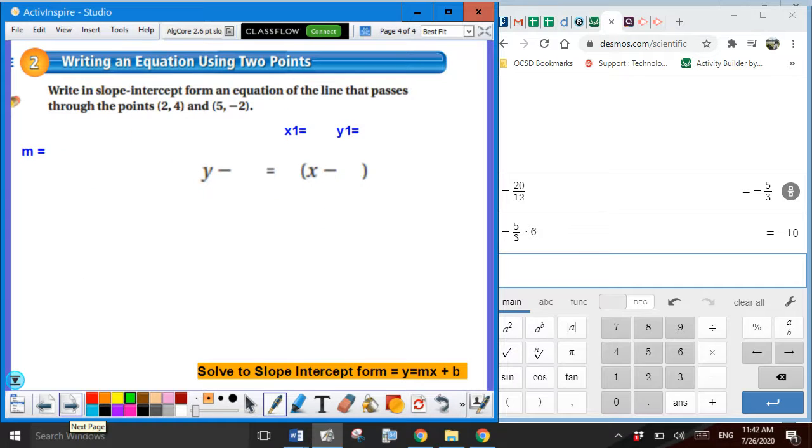Okay, one more. Solve this one on your own. I'll catch up with you. Hit pause, take it all the way through. See if you can come up with your slope. Substitute in and solve to y equals.